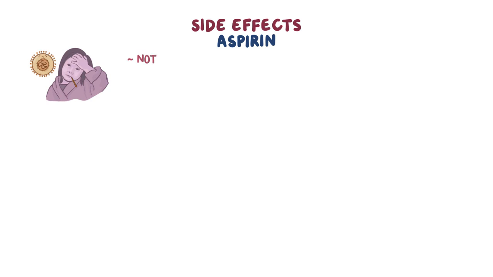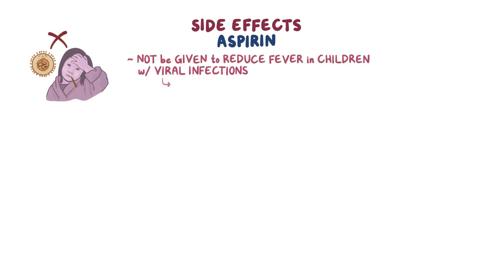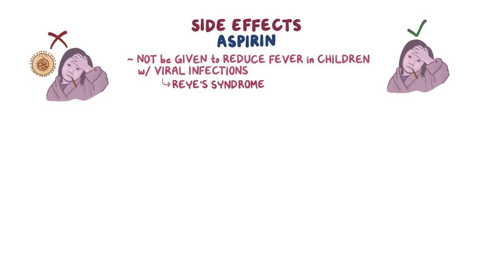For medicine-specific side effects, aspirin needs special attention. First, it should not be given to reduce fever in children with viral infections, as it can lead to Reye's syndrome, which is a condition characterized by liver damage and progressive encephalopathy. However, aspirin can be used in children to reduce fever in Kawasaki's disease.